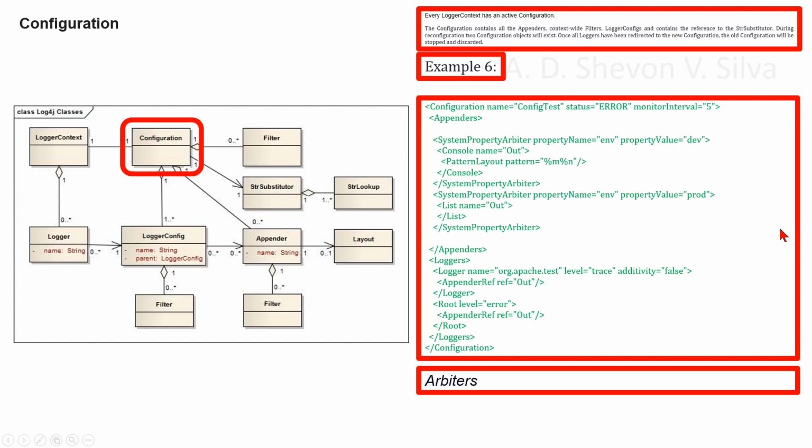to a Docker container. One way to handle this is to use a tool such as Spring Cloud Config Server that can be environment aware and serve a different file for each environment. Another option is to include arbiters in the configuration. An arbiter is a Log4j plugin that has the job of determining whether other configuration elements should be included in a generated configuration.